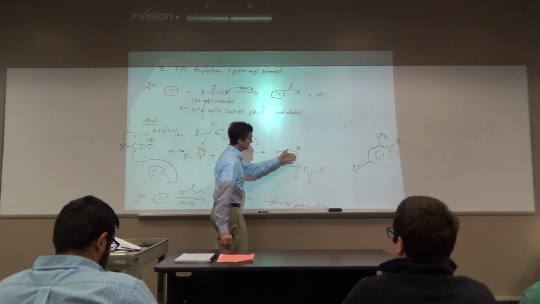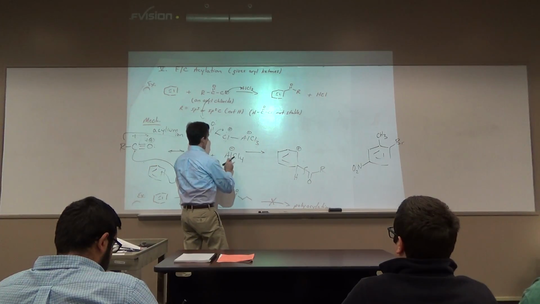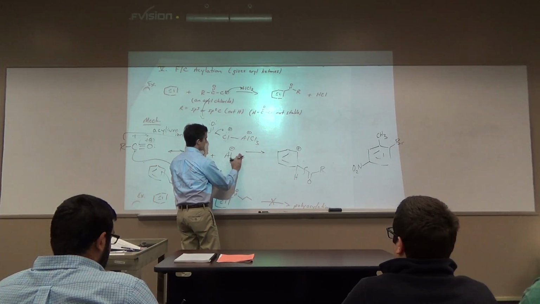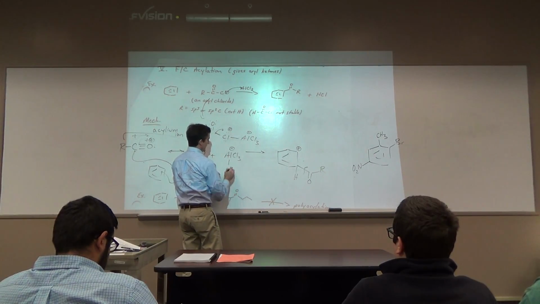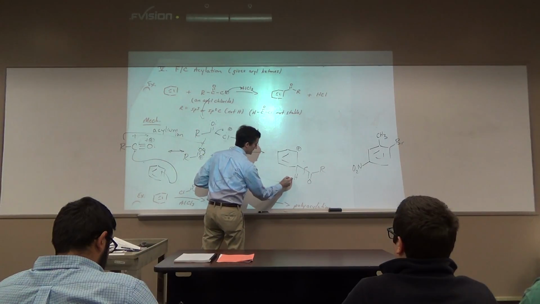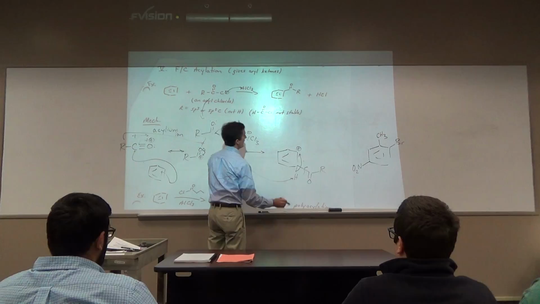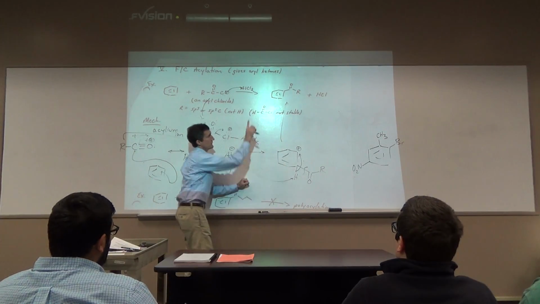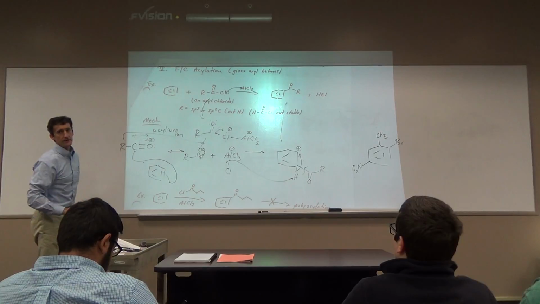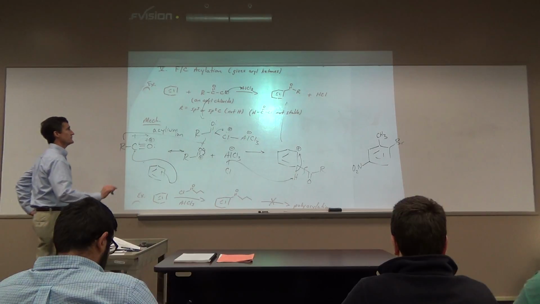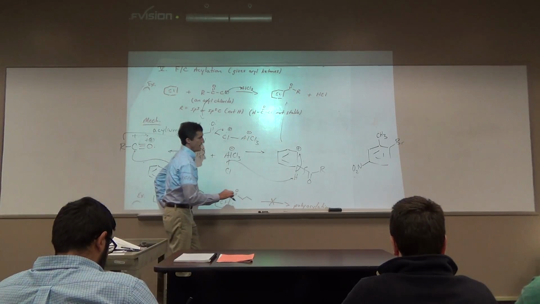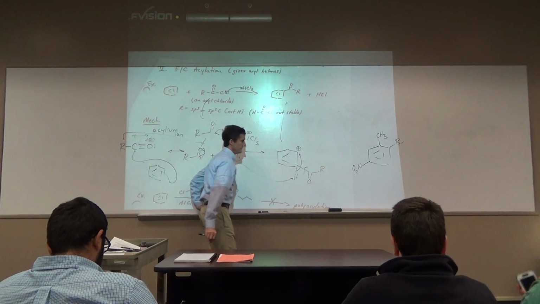Sigma complex, resonance stabilized. This is where I should have drawn out the bonds here. We have one AlCl4 minus. Then these electrons can come here, and these electrons can move there. And that gives us our product, right? Plus HCl. Plus we reformed our catalyst, AlCl3. But just like the Friedel-Crafts alkylation, this is an acylation, because we put an acyl group on, not just a plain alkyl.